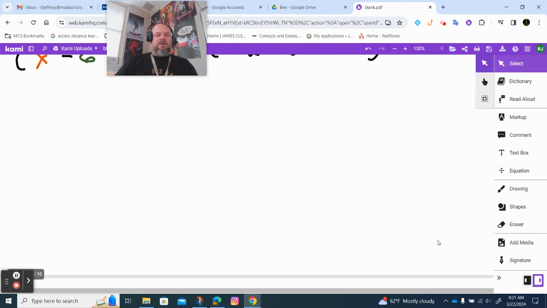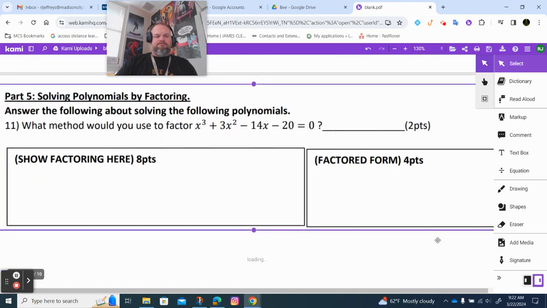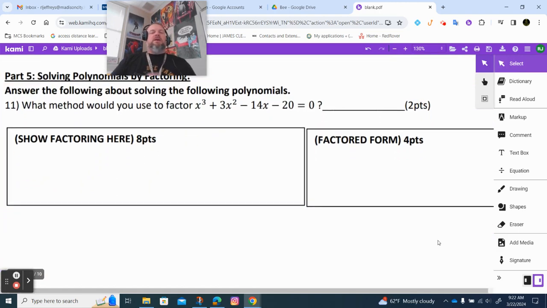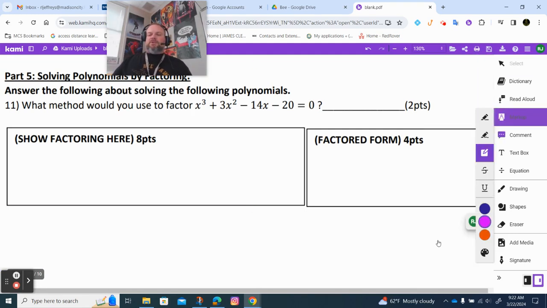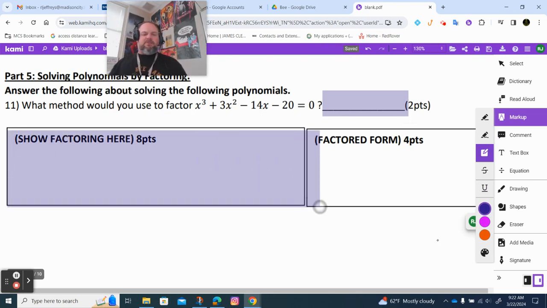All right. Number 11. Number 11 is going to look different on these two spots right here for people. Because if you said box method, you would use the box method right here. If you said factor by grouping, it would be factor by grouping right here.